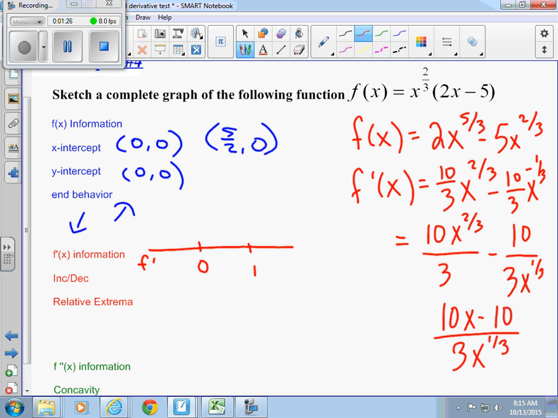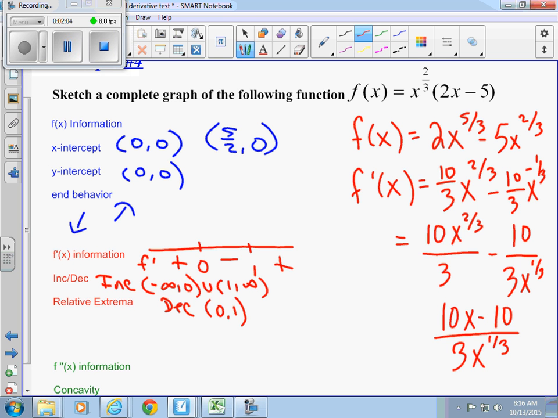I'm going to do a sign chart. Plug in -1, so I get a negative on top and a negative on bottom, which is positive. Plug in a half. I get negative on top but positive on bottom. And if I plug in 2, I get positive over positive, positive. So I'm increasing from negative infinity to 0, and 1 to infinity, and I am decreasing from 0 to 1.